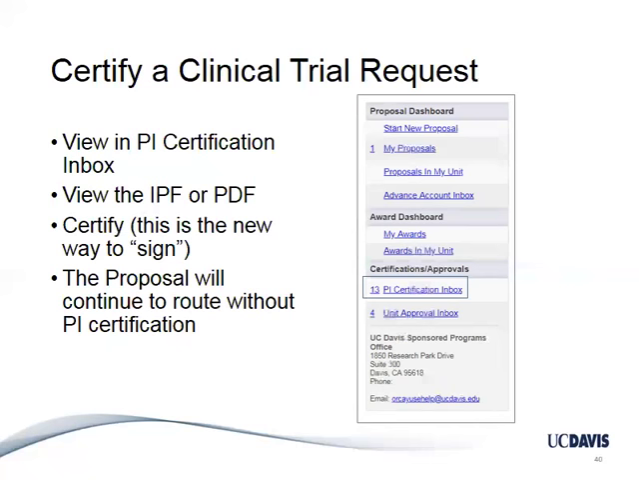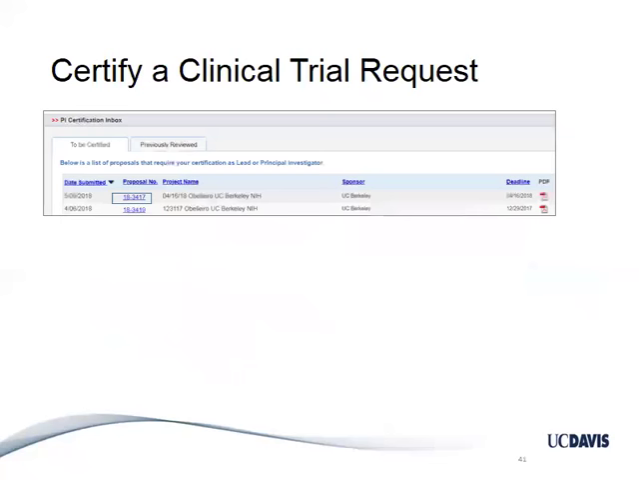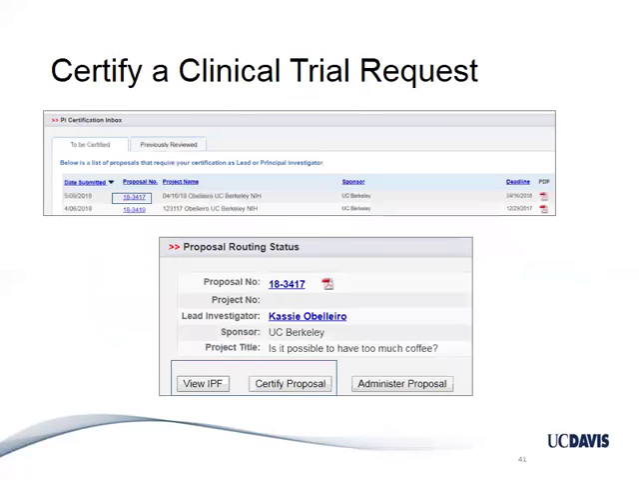So they'll select the certification inbox, and then they can view the PDF of the internal processing form minus the attachments. But regardless, they'll need to select the proposal number or IPF number. Those terms are just used interchangeably. And then they'll get this pop-up screen. And from here, they can select to view the IPF and see the actual documents, or they can select certify proposal. If they go in and view the IPF, which I hope that they do, the certify proposal link is on the bottom where you would have seen submit for routing. So it's right there as well.